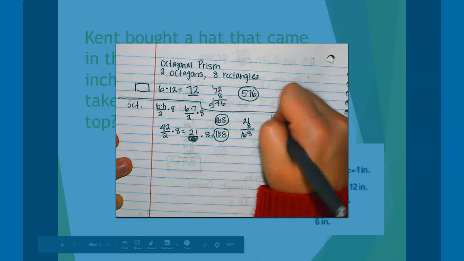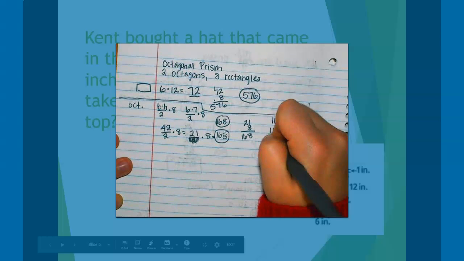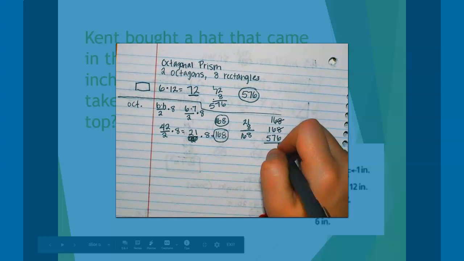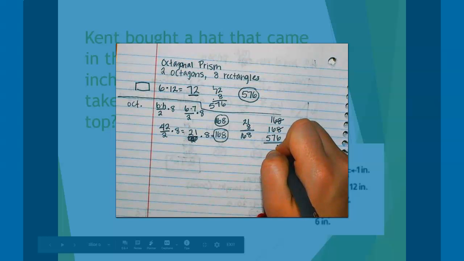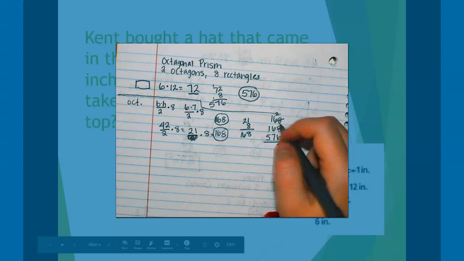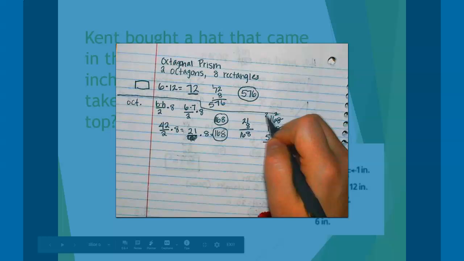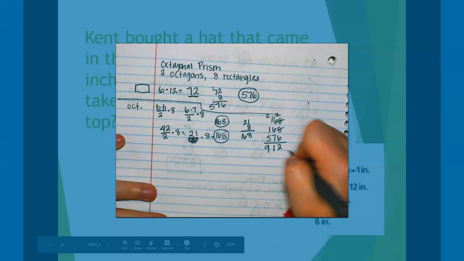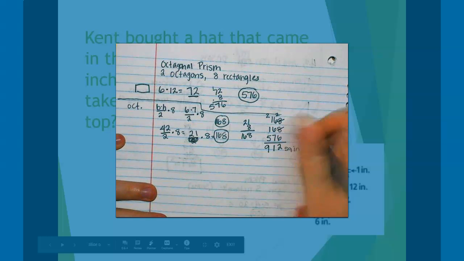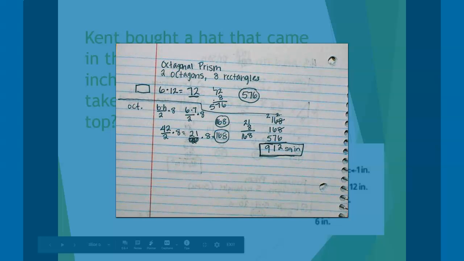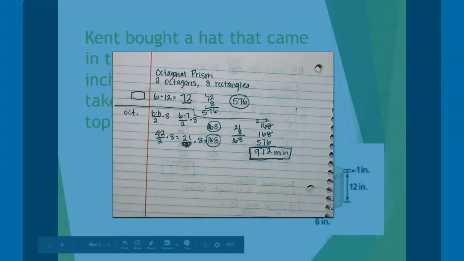So when I add, I'm going to take 168 plus 168 plus 576. 8 plus 8 is 16, plus 6 more would be 22. 6 plus 6 is 12, plus 2 is 14, plus 7 would be 21. 1 plus 1 is 2, plus 2 is 4, plus 5 is 9. So it would take 912 square inches of cardboard. Again, remember, we're ignoring the 1 inch lip. I don't want to deal with that right now. So 912 square inches.